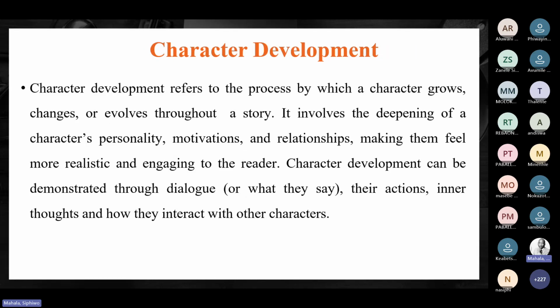But key to it, I mentioned, for instance, in class, character and characterization. And all these elements contribute to character development. So character development is a process by which a character grows, changes, or evolves in a story. So you get this, for instance, through dialogue, what they say or what they do, right?